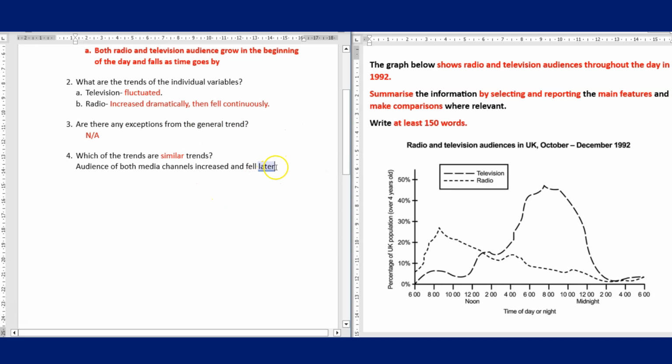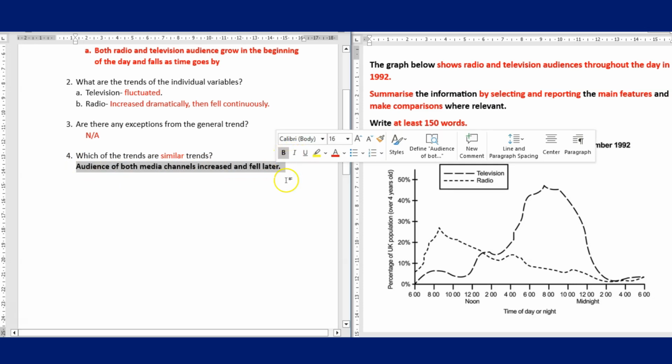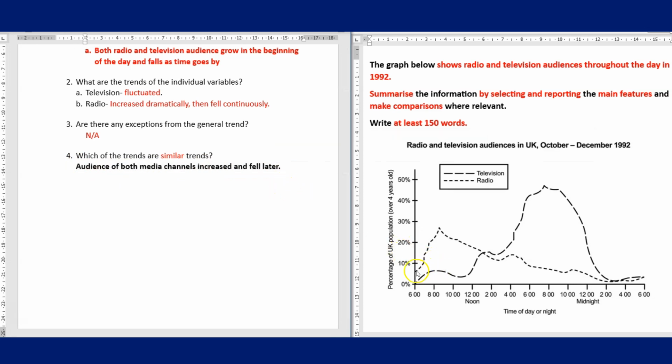Both the radio and television had similar behavior. Okay, so the audience of both media channels increased and then fell later. All right, so that is the answer given here. Maybe you can see different thing, but that's what I see here. Just went up and came down, went up and came down.